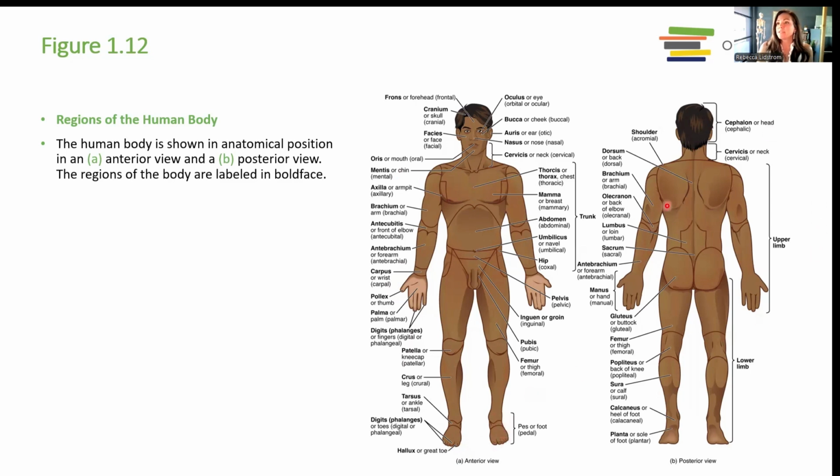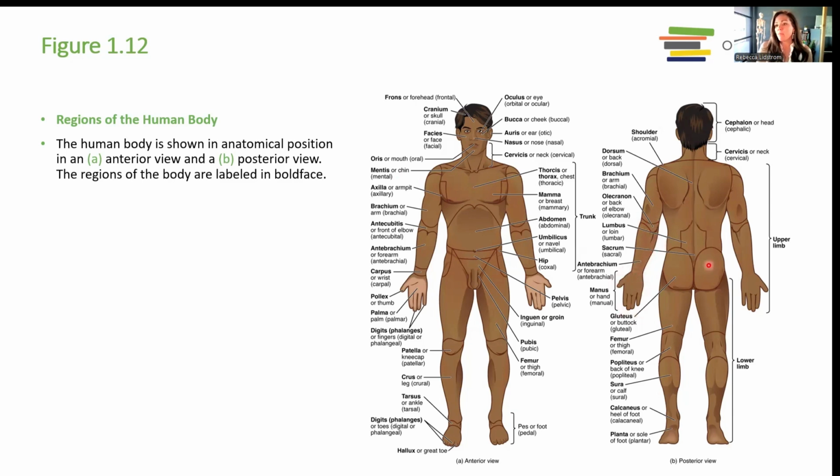On the posterior side, the cephalic region is the head. We have the cervicus or cervical region. Talked about that already. The shoulder is sometimes called the acromial region. The dorsum or dorsal region is the back. The brachium is the back of the arm. The olecranon is the back of the elbow. We'll see things like the olecranon process or the olecranon fossa here in the bones of the back of the elbow. We have the antebrachium, which is the back of the forearm, and then, of course, the manus or the hand.